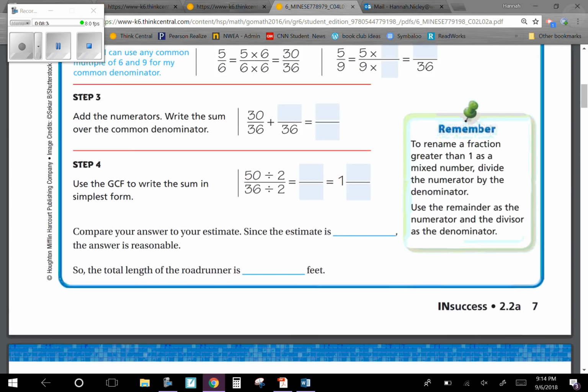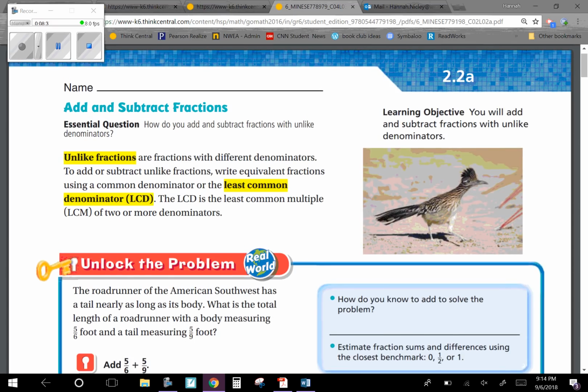Again, this was Indiana's Success 2.2a, and our objective was that you will add and subtract fractions with unlike denominators.